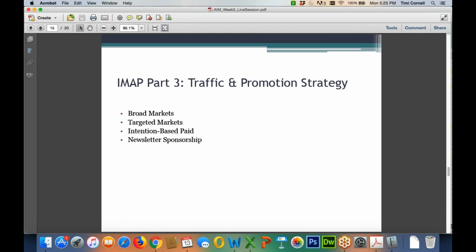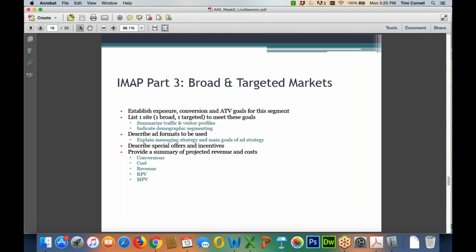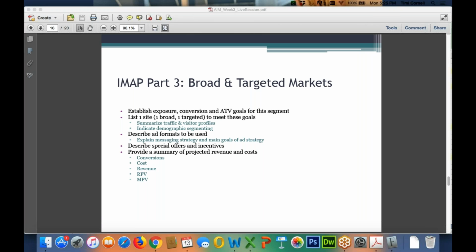All right, now on to the IMAP Part 3. We're going to be planning for our 4 campaign types. With both the broad and the targeted markets, you're going to establish your exposure, your conversion rate, and your average transaction value goals for this segment. You're going to list 1 site, 1 broad, 1 targeted to meet these goals. And then, of course, you'll summarize the traffic profile and visitor profile.